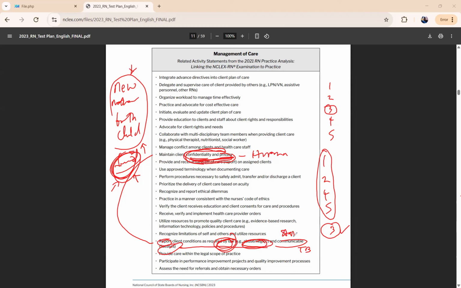Stab wound, that is violence. You don't keep it confidential. Gunshot wound, you don't keep it confidential. HIV, you don't keep it confidential. Rape, assault, you don't keep it confidential. All these things, by law you need to report them. Do you understand, please? Yes, I do.